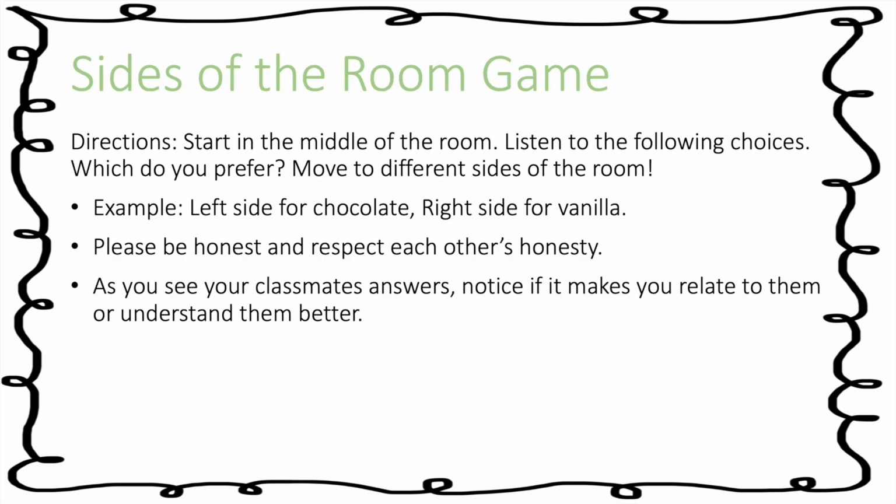Then it's time for another interactive game. So, sides of the room. I love this one. So the kids are all going to start in the middle, and then you're going to give them different examples, different statements, and they have to pick what they prefer and move to different sides of the room. So for example, if you like chocolate, go to the left side of the room. If you prefer vanilla, go to the right side of the room. Of course, you want to remind them to please be honest and to respect each other's honesty, right? So they don't want to make fun of people for their answers.